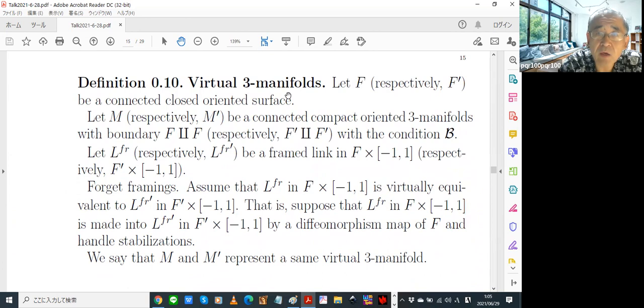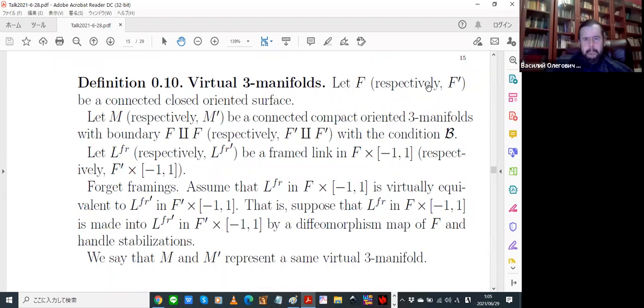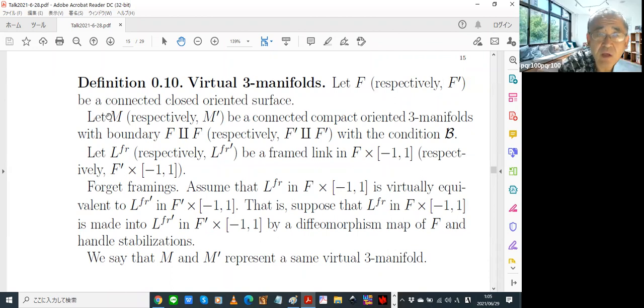Okay. Anyway, we give one answer. What is a virtual three-manifold? Let F and F prime be connected closed oriented surfaces. Let M and M prime be connected compact oriented three-manifolds with boundary F and F prime, with the condition of fixed meridians and longitudes. Let L and L prime be framed links in the boundary of M and M prime, respectively.